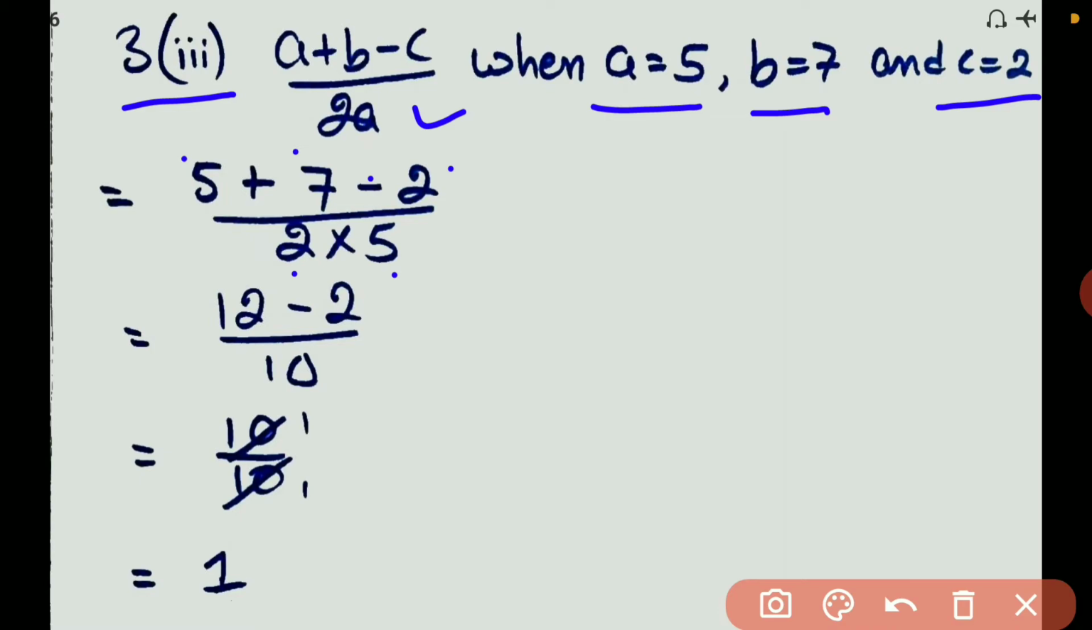So 5 plus 7 shall give me 12 minus 2 upon 2 into 5 shall give me 10. 12 minus 2 shall give me 10 upon 10. Now 10 and 10 can be cancelled by 10, that is 1 times each, hence the answer will be 1. This is how we are supposed to do number 3.3.